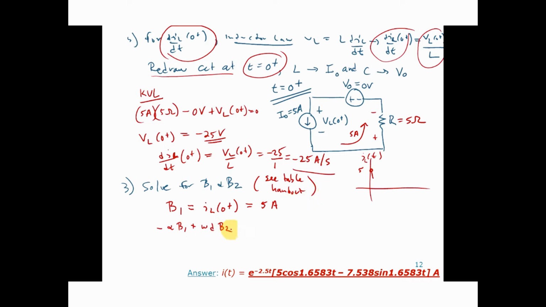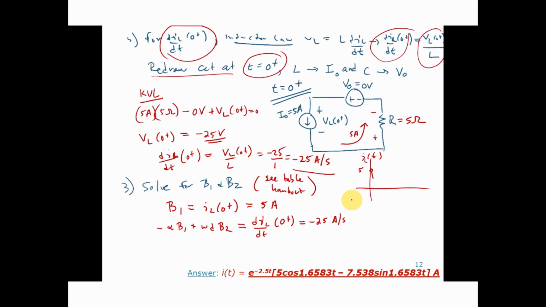So anyway, minus alpha b1 plus wd b2 is the same thing as dIL/dt at 0 plus. You should be writing these answers on your sheet. That's why I printed them out for you. And that equals minus 25 amps per second.